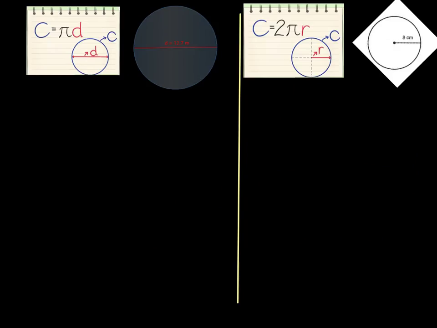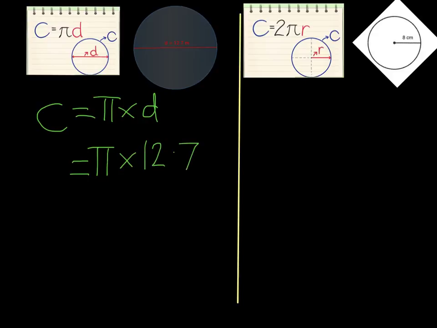Let's now take a look at some examples. You can see in this first circle, we are given the diameter of the circle. So the formula we're going to use is the formula you see at the top. Circumference is equal to pi times the diameter. So the circumference is going to be equal to pi times 12.7. We know pi is approximately 3.14, so it's going to be 3.14 times 12.7.